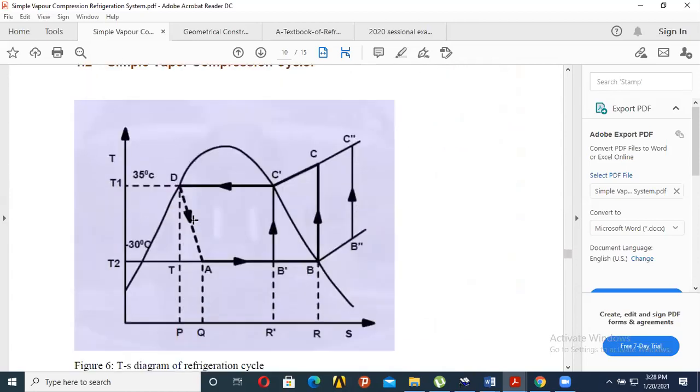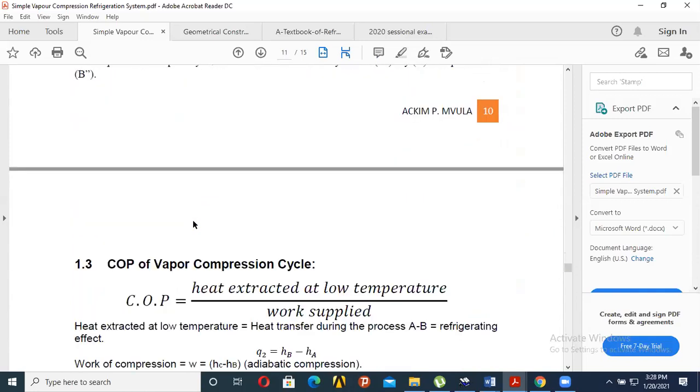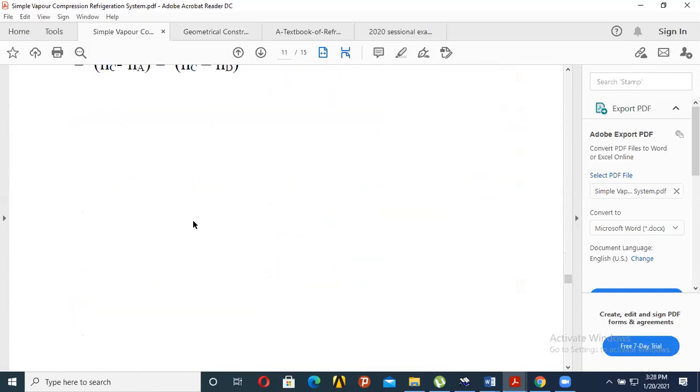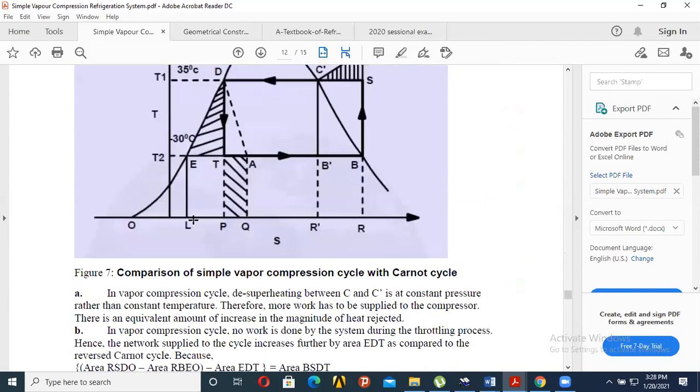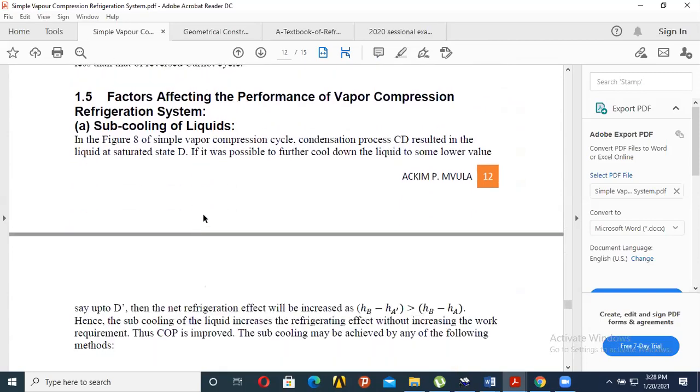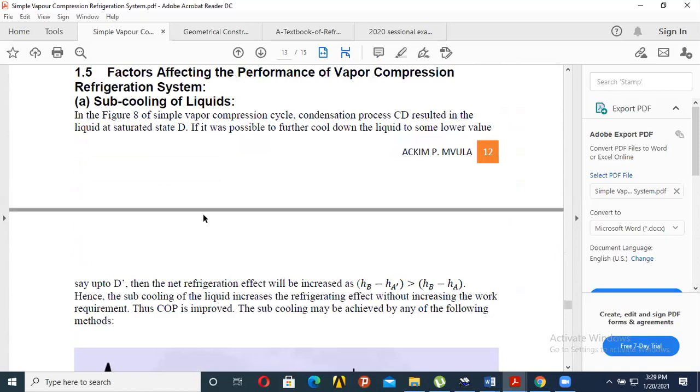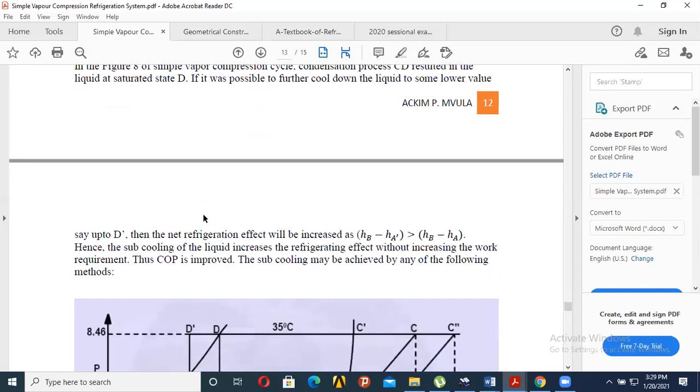Okay. So let me just look at some of the factors that affect the performance of vapor compression. These are key, and then we can call it a day and look at other things next time. One of those factors is subcooling of liquid. In the normal system, there's no subcooling. Subcooling is where you cool that condensed liquid beyond the liquid line. That's what is implied by subcooling.